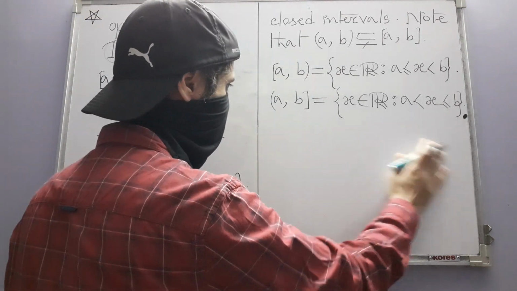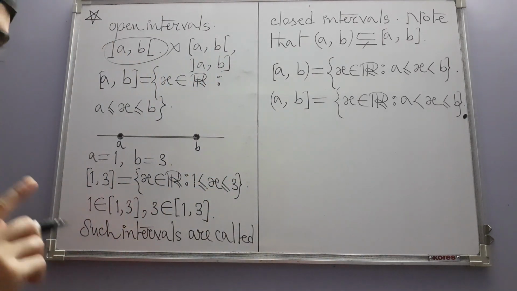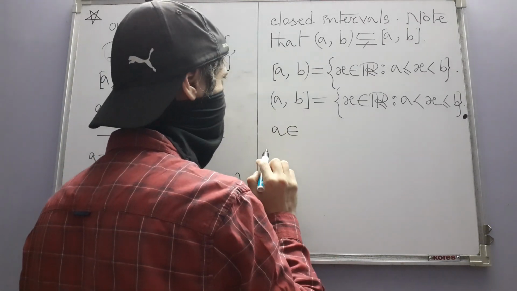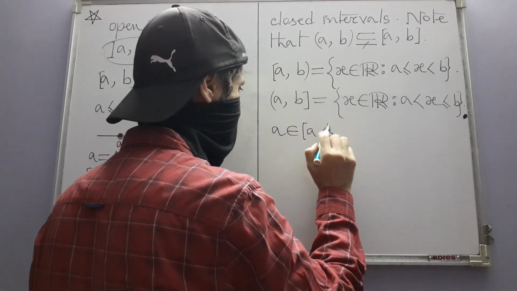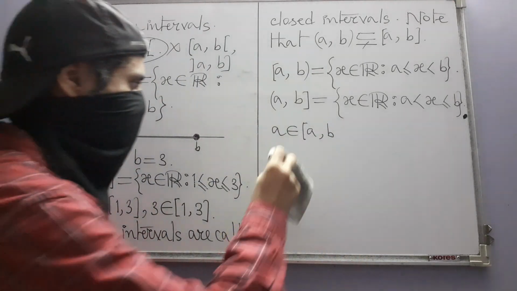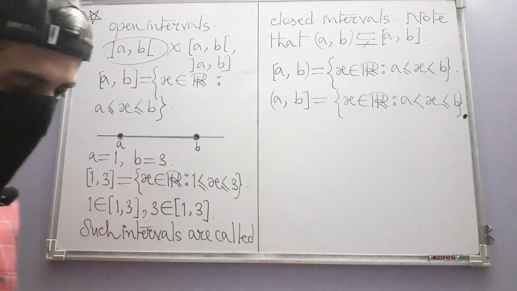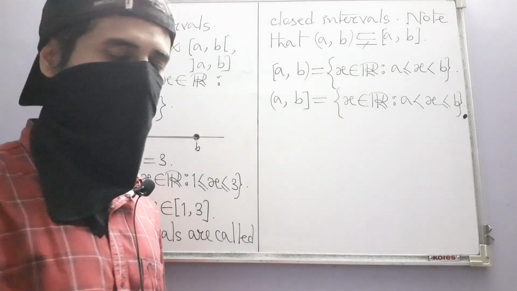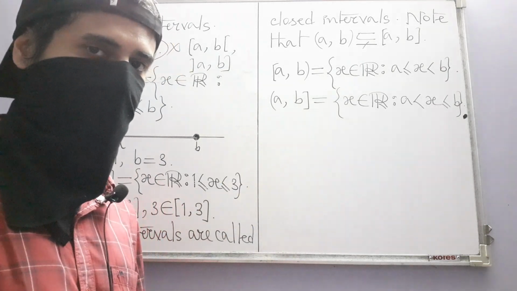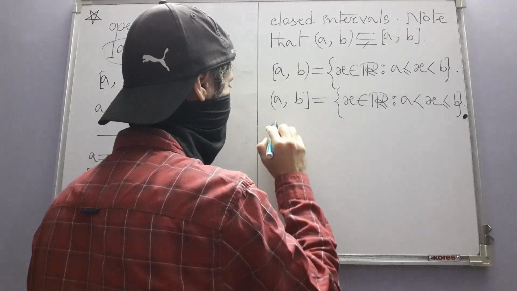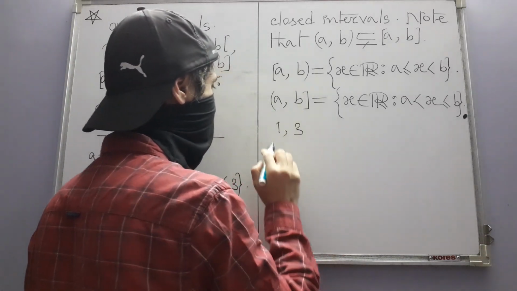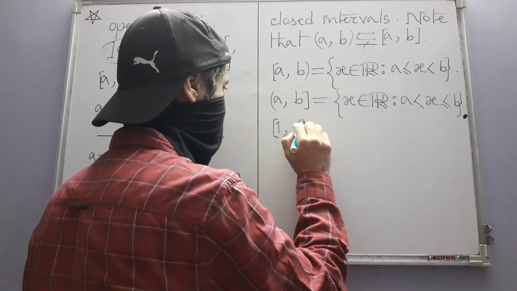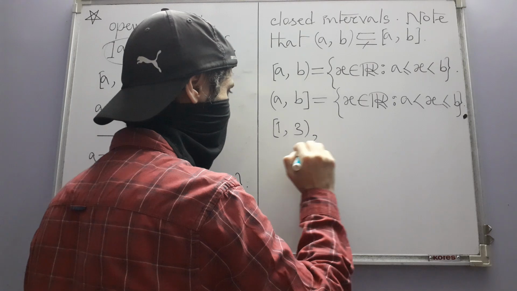Now, without going too much into these two things, I am just going to mention this. A belongs to this. Although these are simple notions, when you are trying to understand something, never use variables. Always take some specific values and then see what happens. We continue to take A equal to 1 and B equal to 3. So we get this interval and we also get this interval.